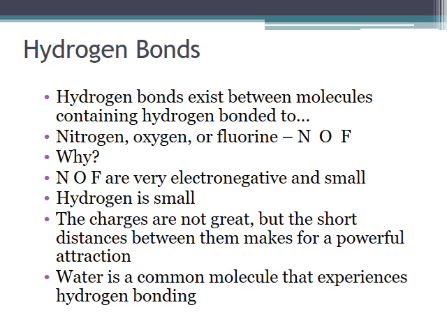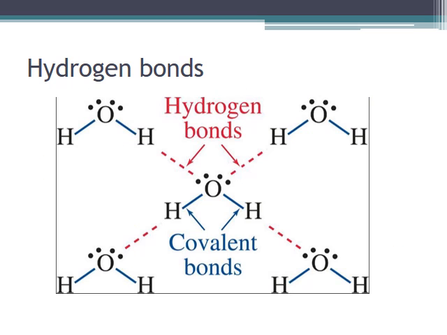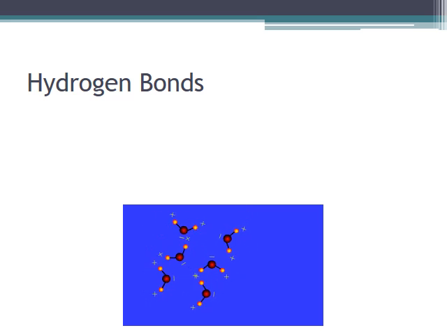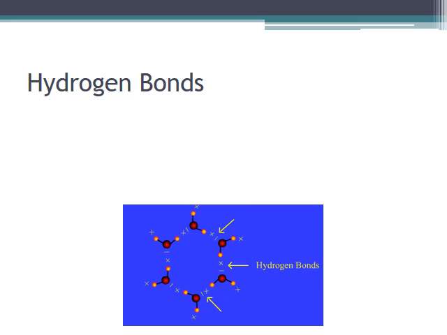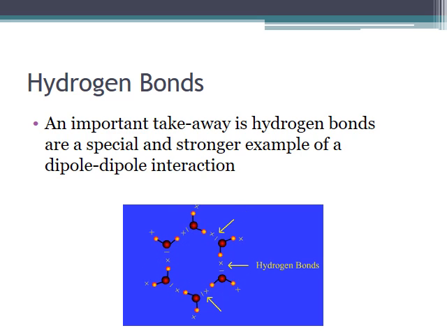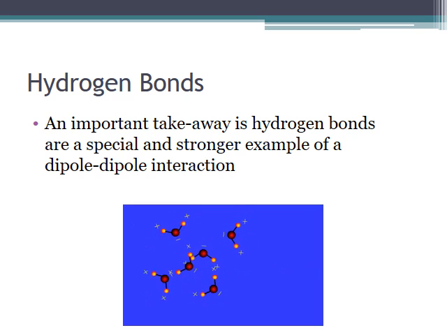Water is a very common molecule that experiences hydrogen bonding. Here's a diagram. We see the covalent bonds between the hydrogen and oxygen, but hydrogen bonds exist between the partially positive hydrogen side and the partially negative oxygen side of these water molecules. Here's an animation showing hydrogen bonds. So here's a big takeaway. Hydrogen bonds are a special and stronger example of a dipole-dipole interaction.